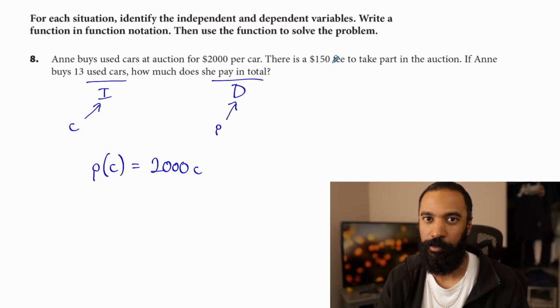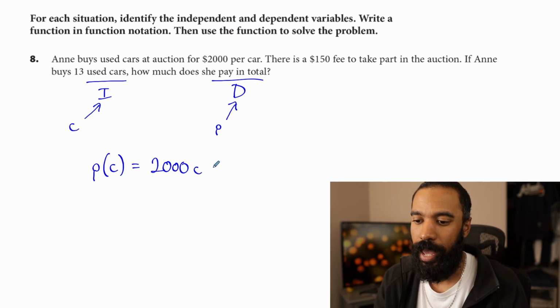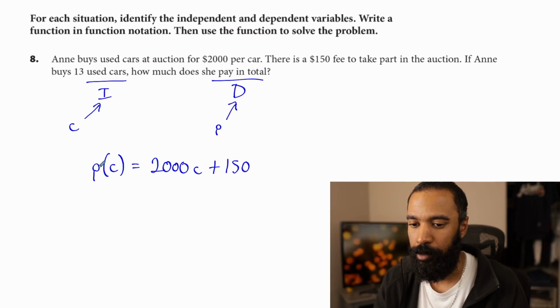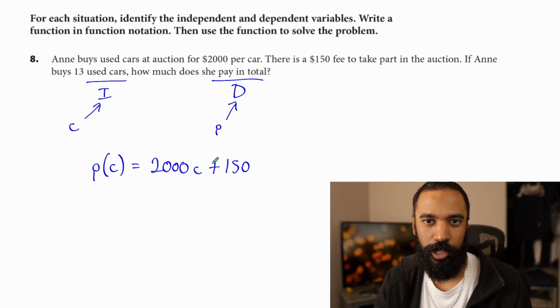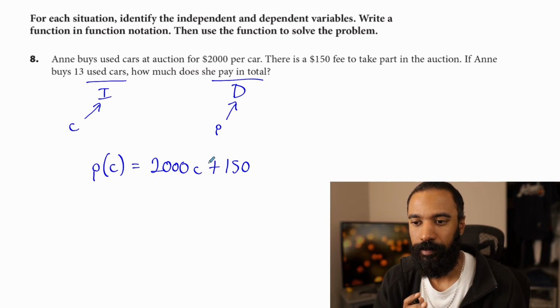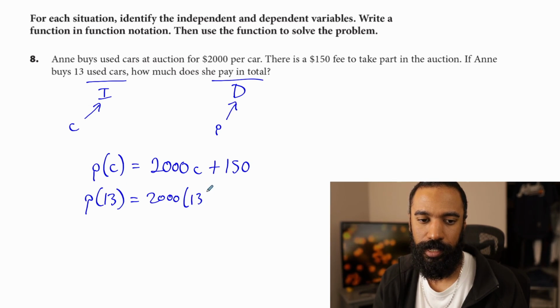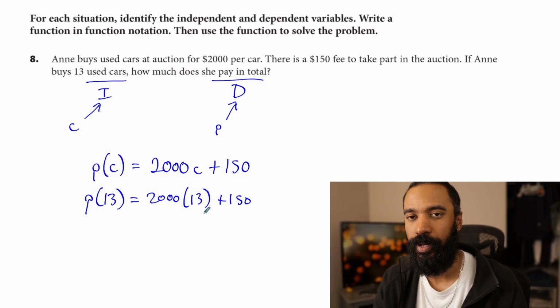That probably weeds out some people. So add $150 in this total. Remember, all these are in dollars. How much she paid, how much she paid, how much she paid. All in dollars right there. She bought 13 used cars, so let's do P of 13 right there. That's $2,000 times 13 plus $150 just for entering in there.